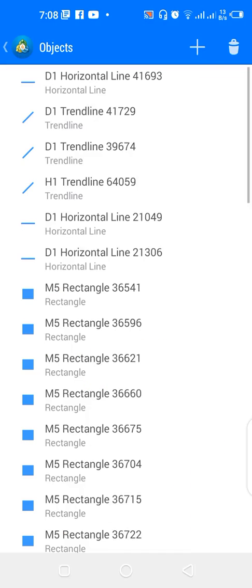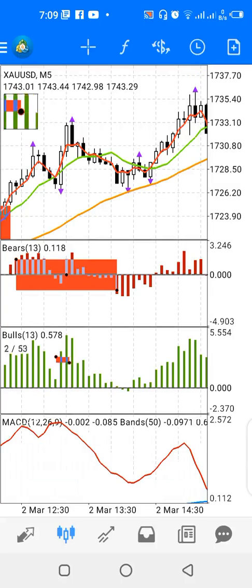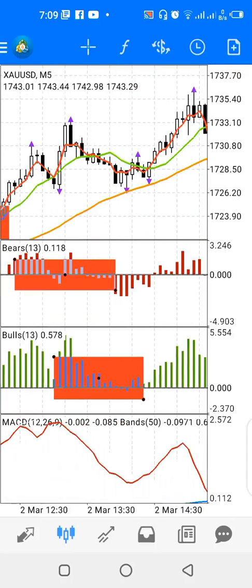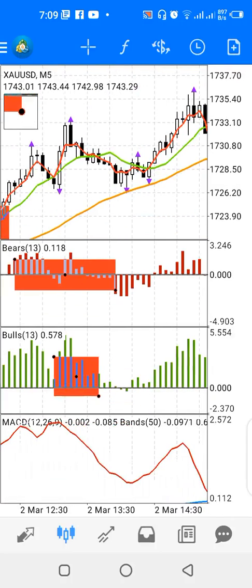The opposite goes for Bull's Power, which is indicator window 2, when it develops strongly below the 0 level. And on your main chart, you are also having confirmation that you should sell. Then you go for the trade and you sell.